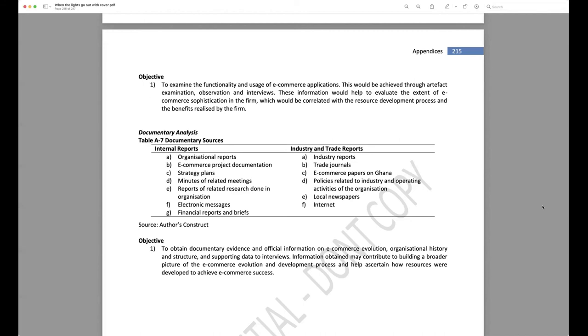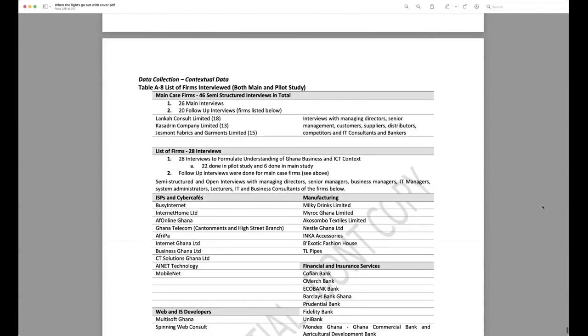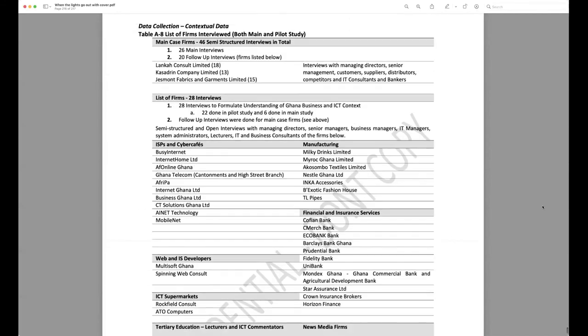Okay, so that gives you an indication of what I did. Then I have my contextual data, where I collected data from 26 main interviews, 20 follow-up interviews. After all, follow-up interviews are kind of snowball interviews. Then the organizations, how many were interviewed in each organization. Then the case study, that's my pilot study.